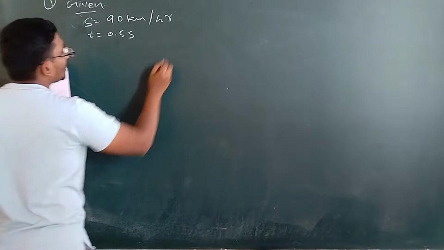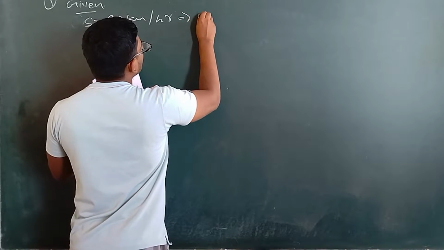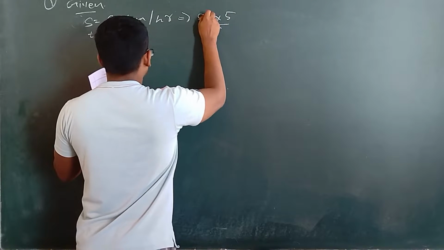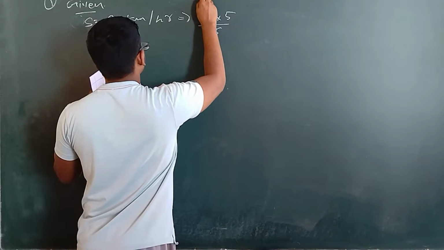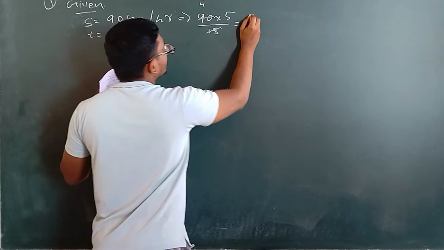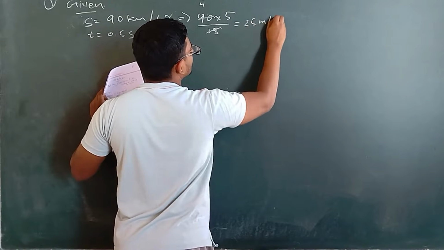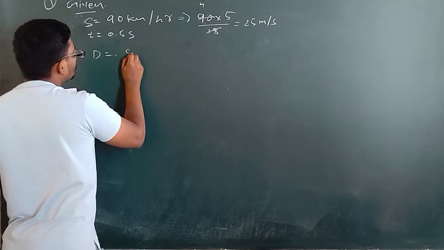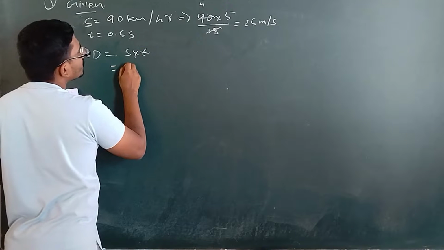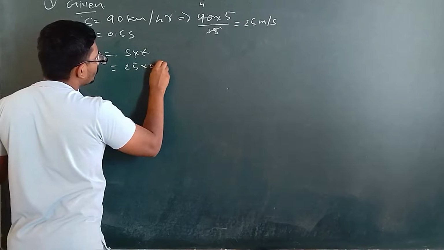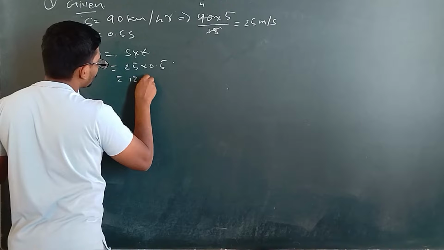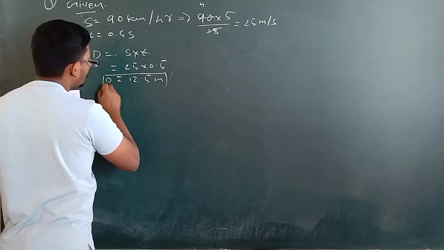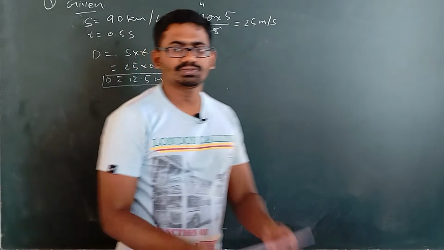So you have to convert this value to meters per second, so that you can multiply by 5 and divide it by 18. You will be getting it as 25 meters per second. So distance is equal to speed into time, that is 25 into 0.5 is equal to 12.5 meters you will be traveling during the sneezing period of 0.5 seconds.